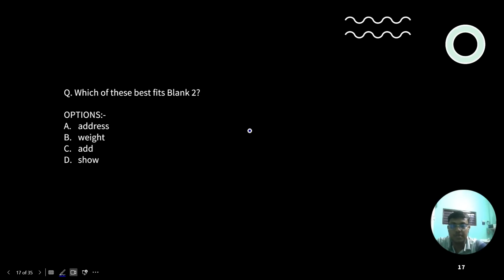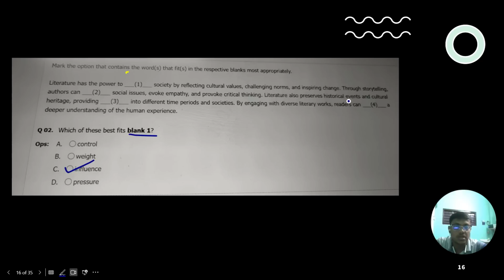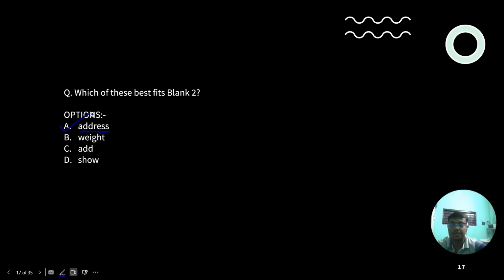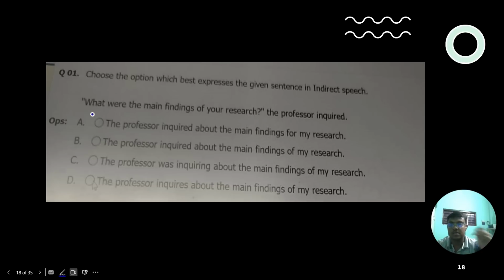Which of these best fits blank 2? Let's see what is there in the second line. Through storytelling, authors can dash social issues, evoke empathy, and provoke critical thinking. The options are address, wait, add, and show. Address would be the correct option because authors can address the particular points that have been told here: address social issues, evoke empathy, and provoke critical thinking. So address would be the correct option here. Let's move on to the next question.